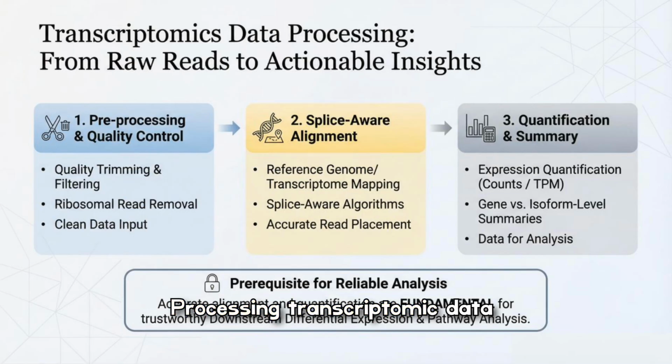Processing transcriptomic data begins with careful pre-processing and quality control to trim adapters, remove rRNA reads, and ensure clean input. Splice-aware alignment then maps reads to reference transcriptomes with accurate placement across exon junctions. And finally, quantification summarizes expression as counts or TPMs, providing the reliable foundation needed for trustworthy downstream analysis and interpretation.